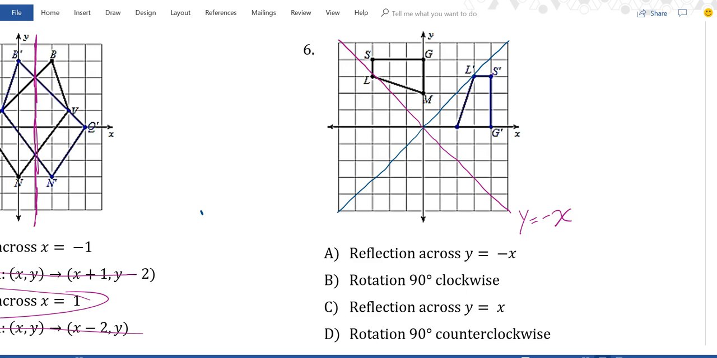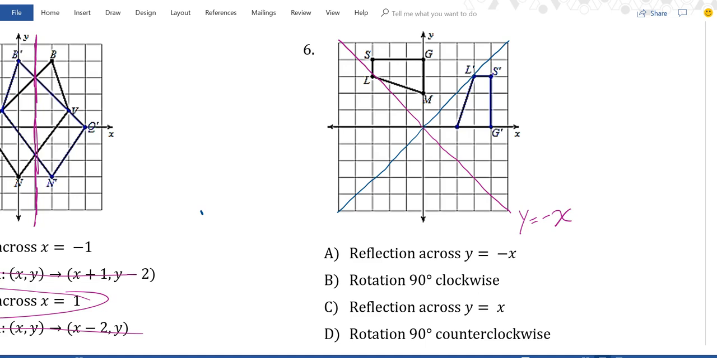So again, we could check our rules that we've talked about. When we reflect over y is equal to x, we just change the coordinates. The x goes to where the y was, and the y goes to where the x is. Whereas for y is equal to negative x, we both change the order and then change the positivity or negativity of the sign as well.